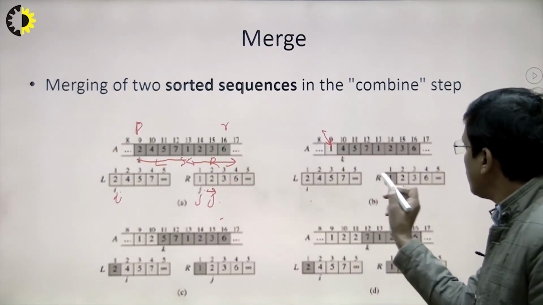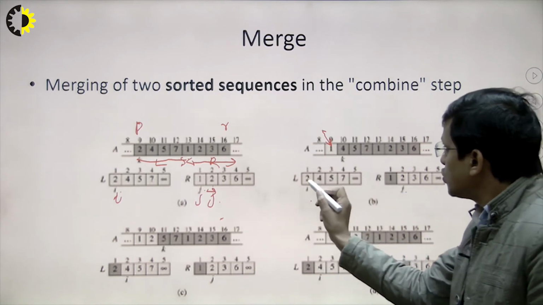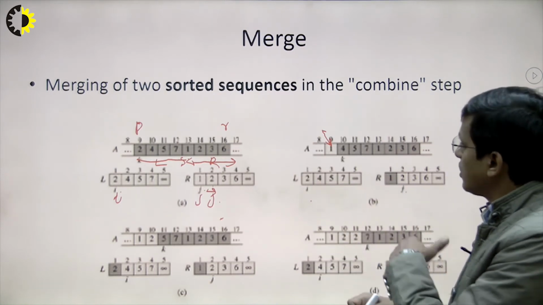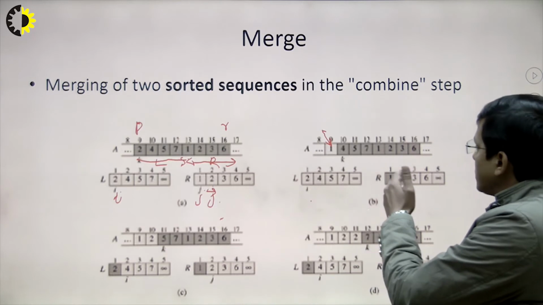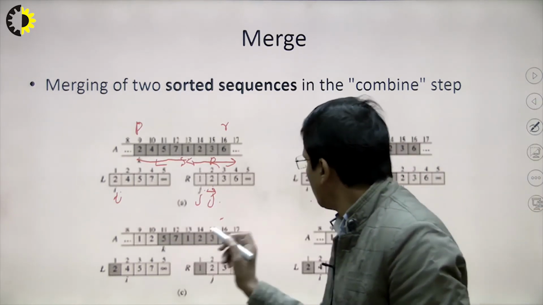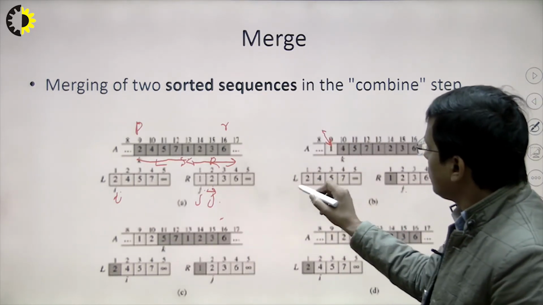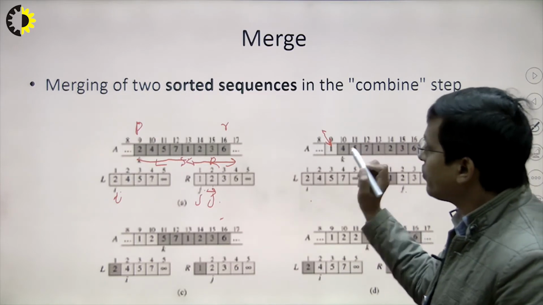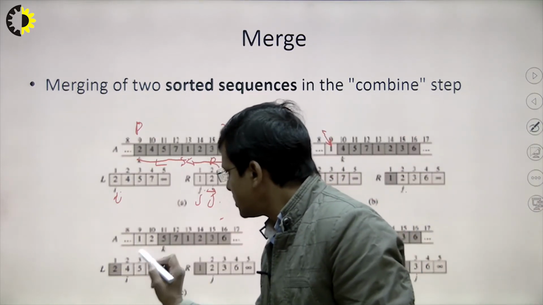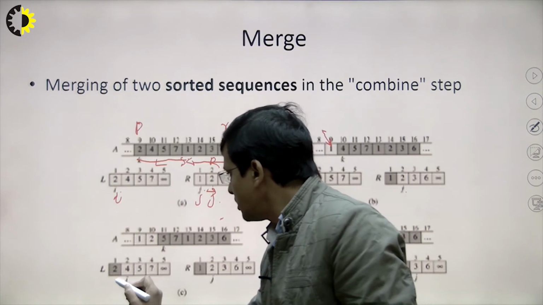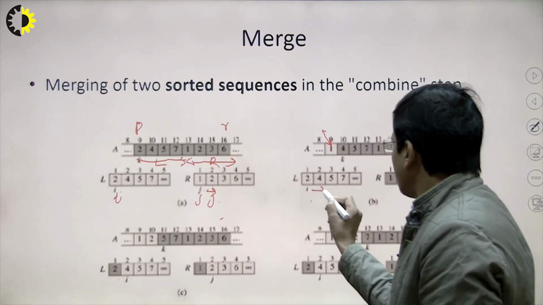Now we have to compare this 2 and this 2. So now we have to transfer from left as well as right. Here we transfer element 2 from left to A, right? So 2 is placed here and I is incremented here.